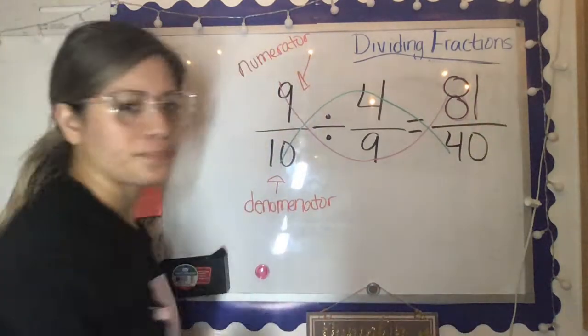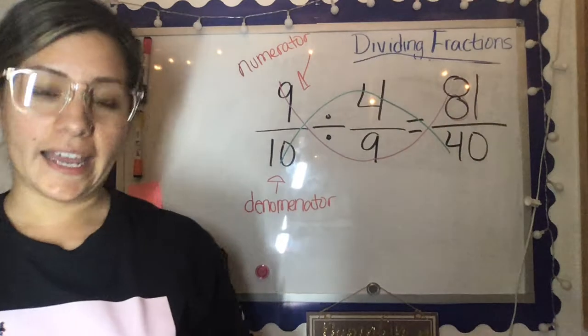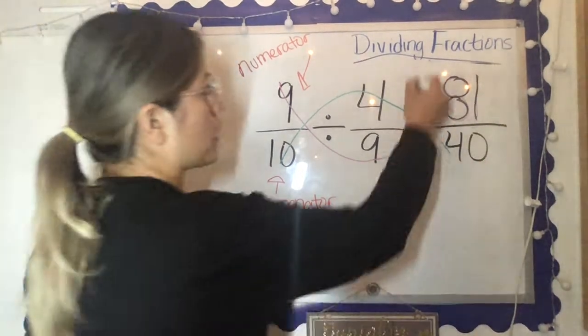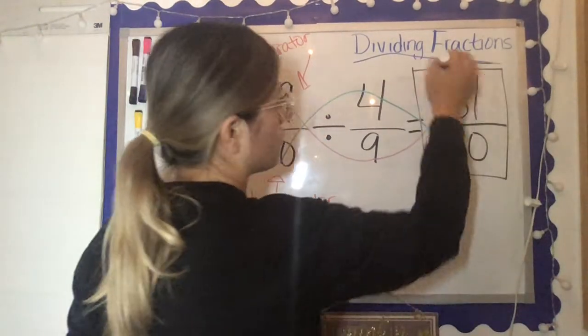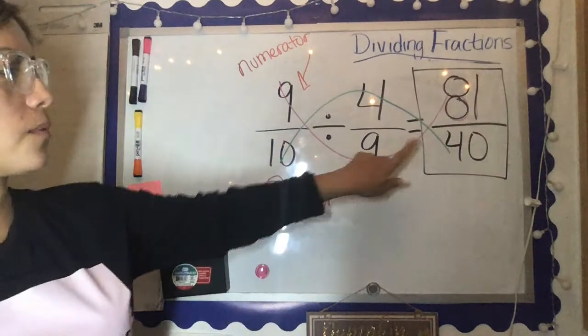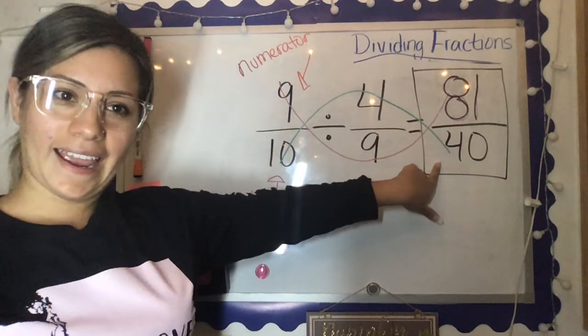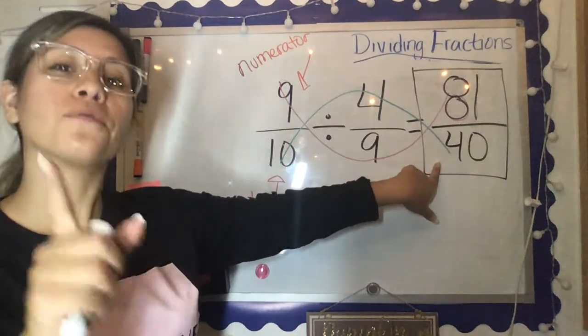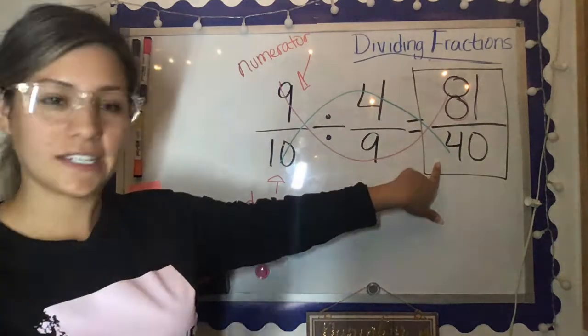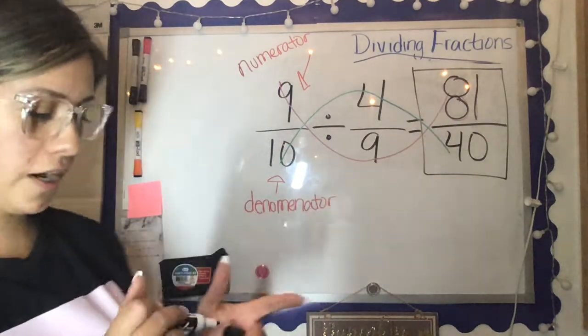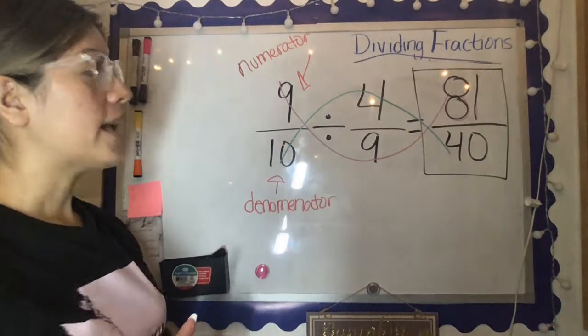40. Now, what kind of fraction did I get? When your top number, your numerator, is bigger than your bottom number, we call that an improper fraction. It's not proper, but we still use them, okay? We will use them in 6th grade. So we have our answer, 81 over 40.